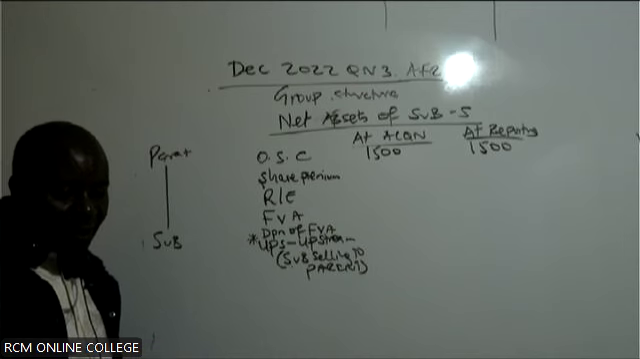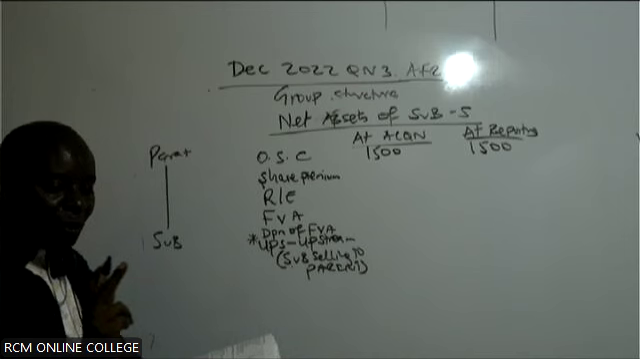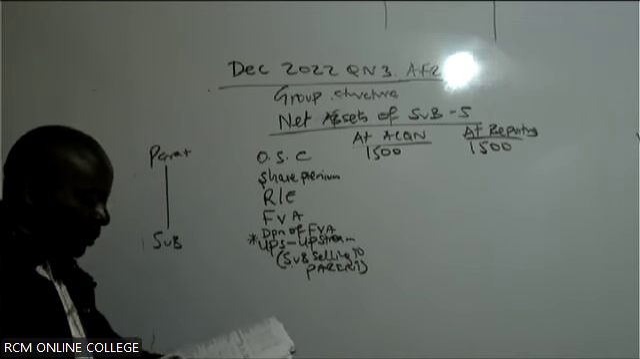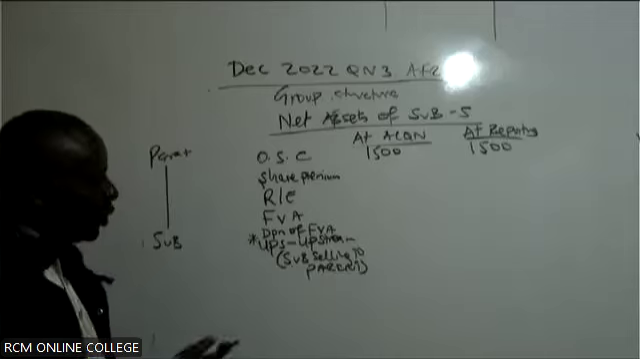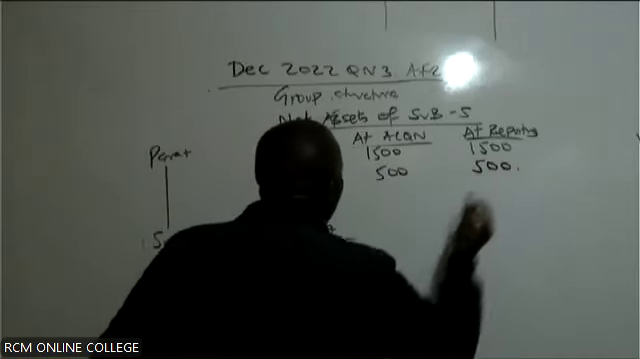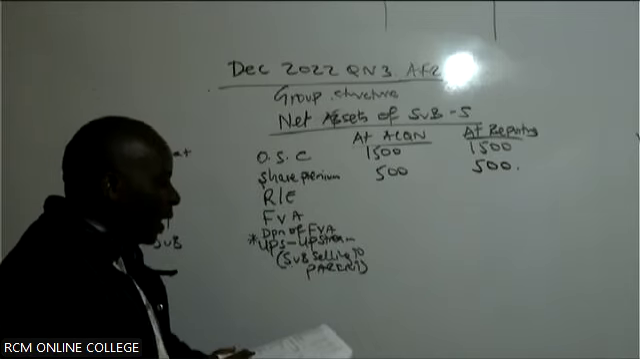Share premium. Are you able to see the share premium, ladies and gentlemen, for this subsidiary S? Remember, I'm not talking of L, I'm talking of S. So in this case, the share premium is 500. It never changes. Then we go to retained earnings.